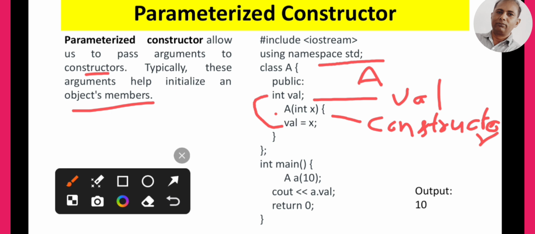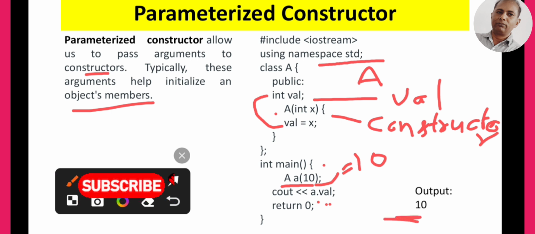Now here we can initialize that value. Then we are writing the main function, then we are writing the object and the value which we want to pass here. So we can pass the value 10 to this object. If we display a dot value, the value is 10, this 10 is passed because of this constructor, so we will have the output 10 here. So like this we can make the parameterized constructor.